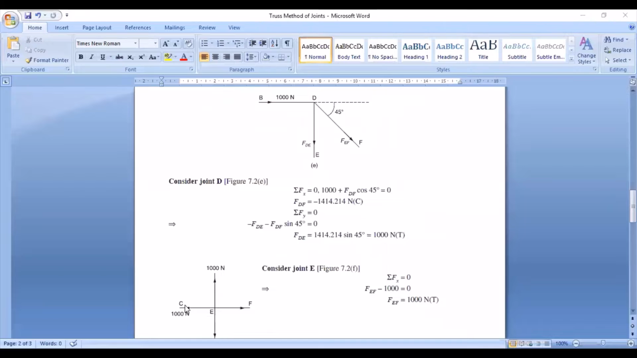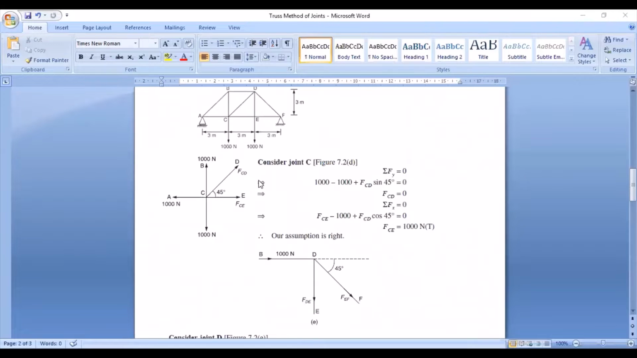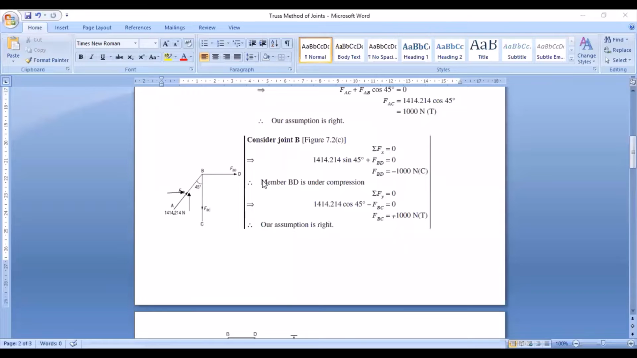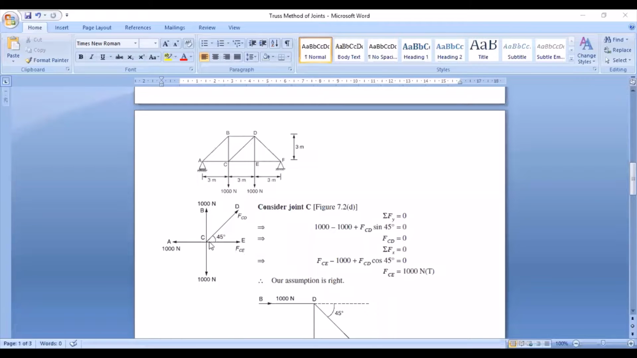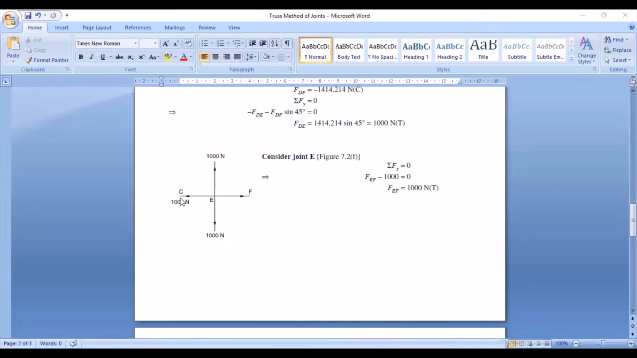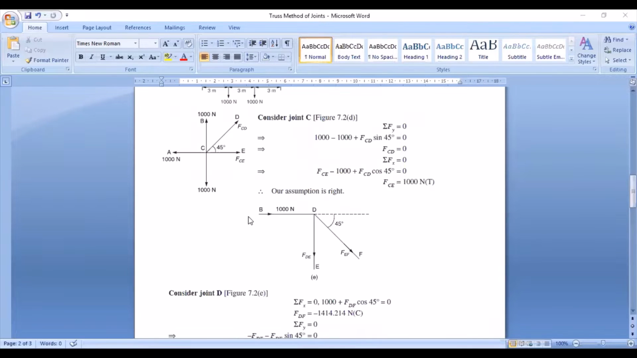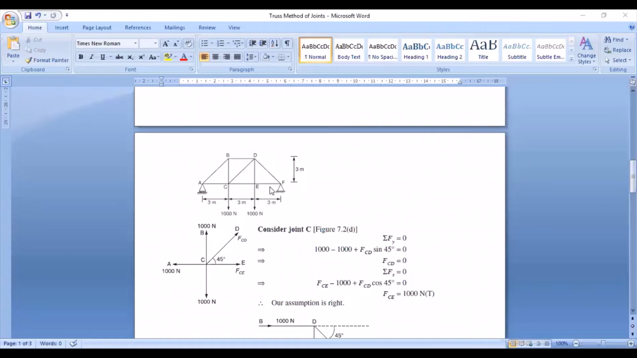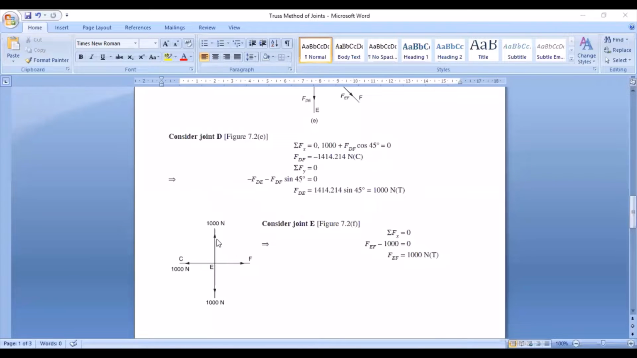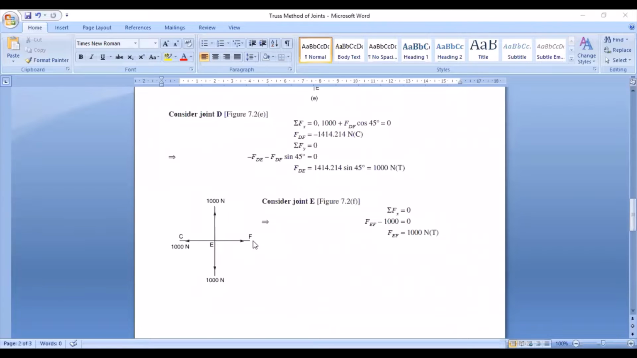When you consider this EC, come to the free body diagram of joint C. So CE, which was taken away from joint C here, you had got it with the positive sign. So since this arrow is away from C, when you consider point E also, it will be away from E. And the only unknown is E to F, which is just assumed to be acting outwards.